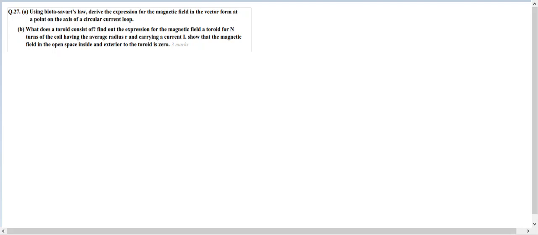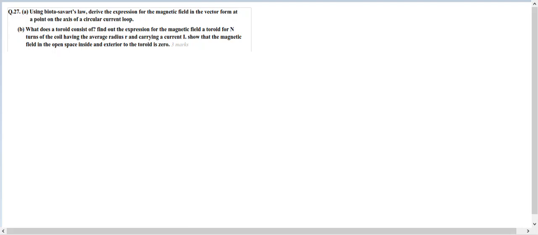Let's read a question. It says: using Biot-Savart's law, derive the expression for the magnetic field in vector form at a point on the axis of a circular current loop, and then the B part: what does a toroid consist of? Find out the expression for the magnetic field of a toroid for n turns of a coil having the average radius r and the current I.